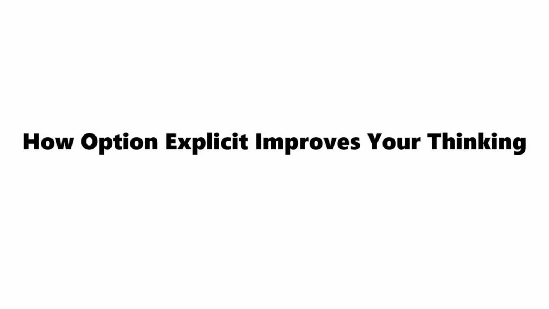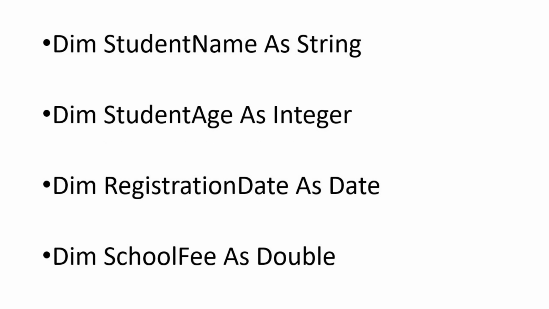Let's look at a real-world example from Rafina Systems. Let's imagine we are building Rafina School Manager. We may say Dim student name As String, Dim student age As Integer, Dim student registration date As Date, and Dim school fees As Double. Now imagine we've written hundreds of procedures and 1,000 lines of code. Without Option Explicit, one typing mistake could create a hidden bug in our program. But with Option Explicit, VBA will catch the mistakes immediately. This is one of the reasons professional business applications remain maintainable as they grow.